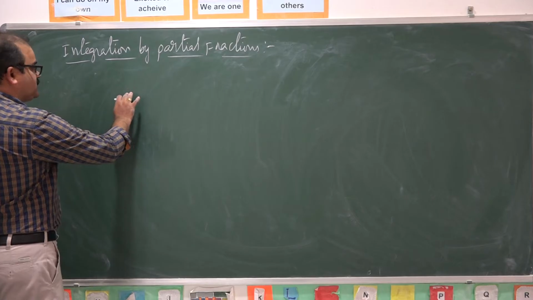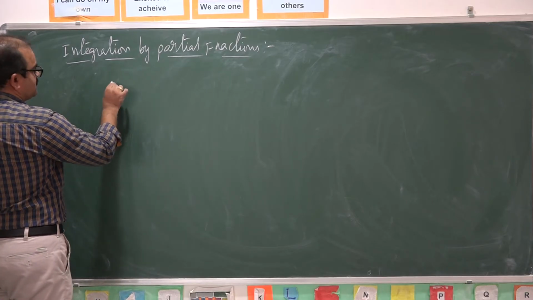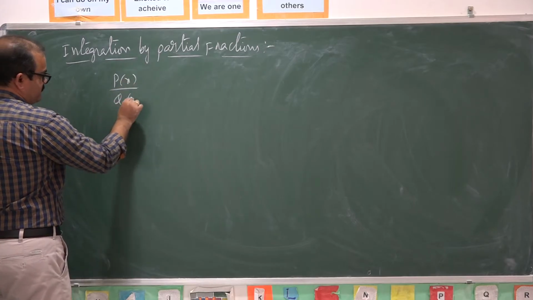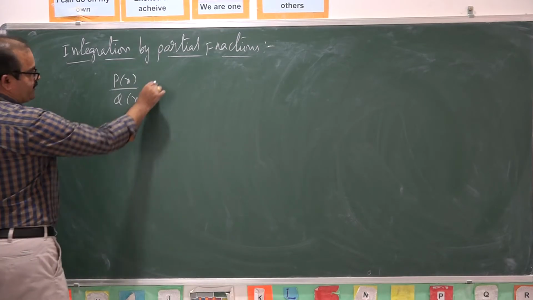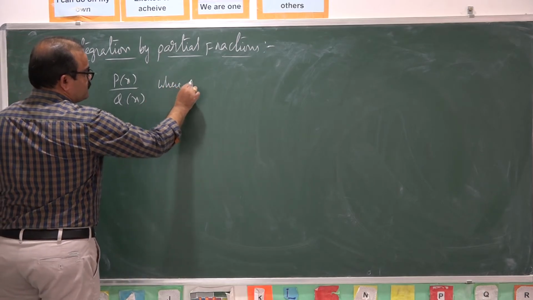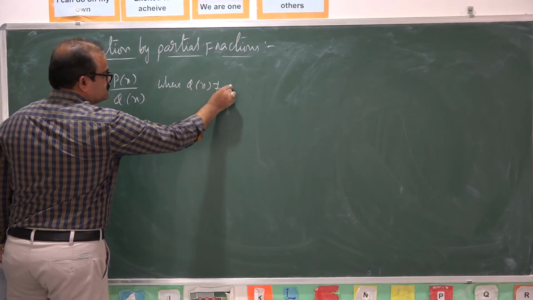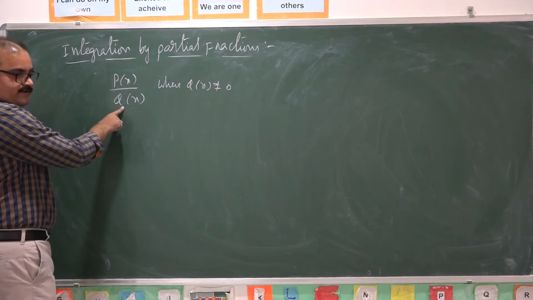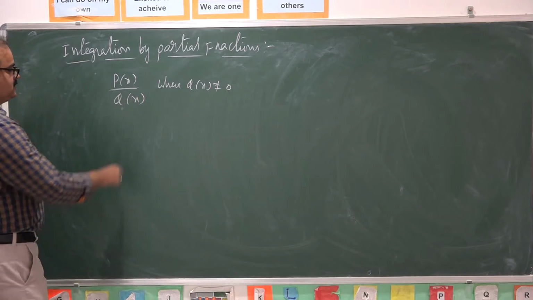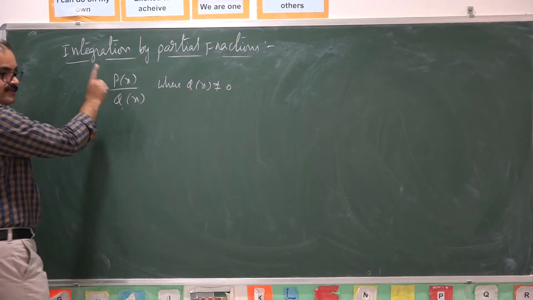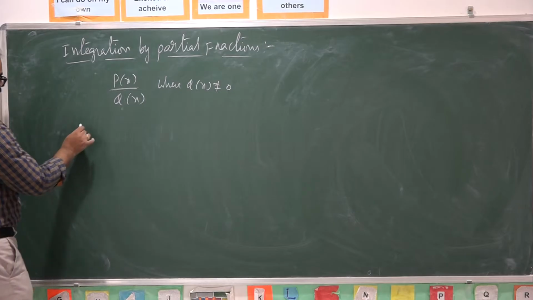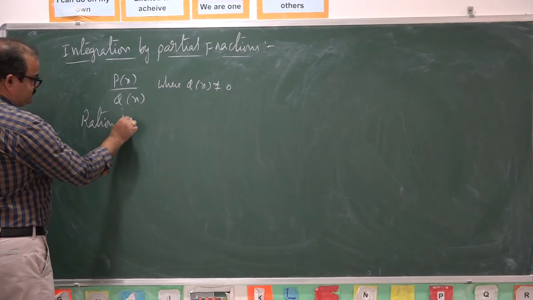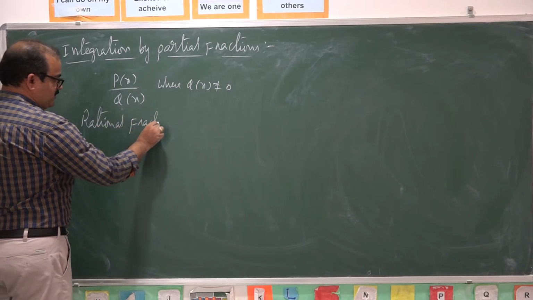If p of x and q of x are two polynomials, then the ratio of the two polynomials p of x and q of x, where q of x is not equal to 0, the denominator not equal to 0, and p of x and q of x are any two polynomials, is called a rational fraction.